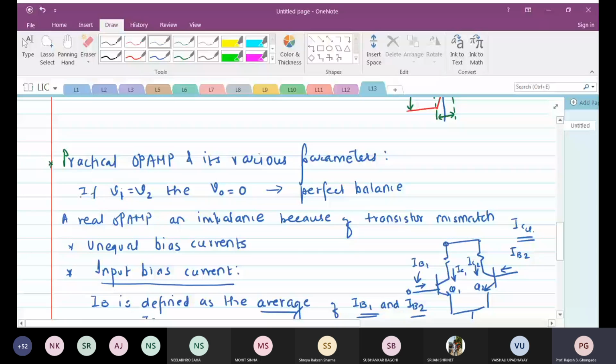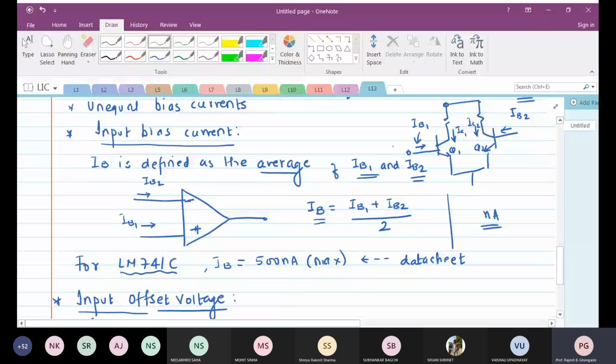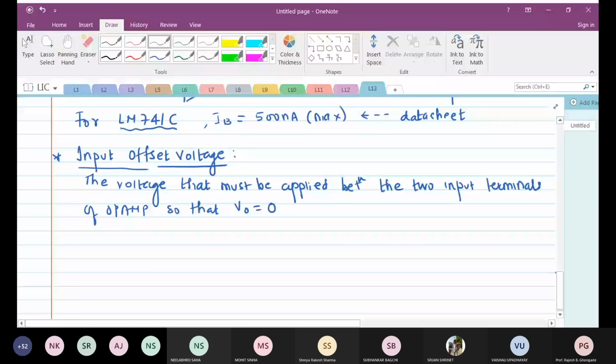As I said, we were expecting that V1 equal to V2. In that situation, VO should be 0. That is in perfect balance. But because of the imbalance, it so happens that the input bias currents themselves are not equal. And if they are not equal, there will be some output voltage corresponding to that.